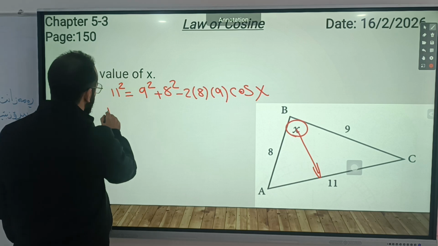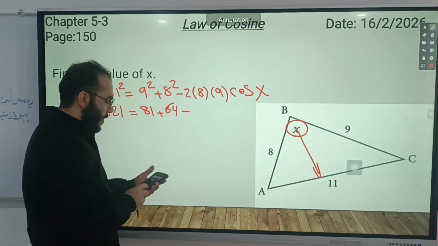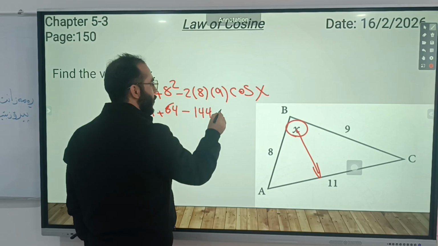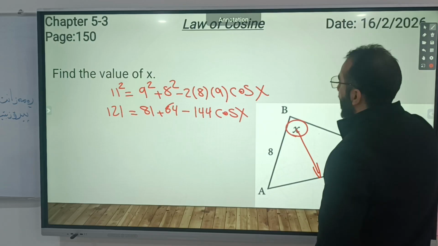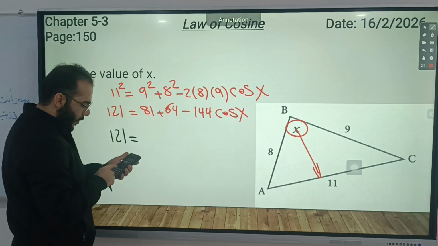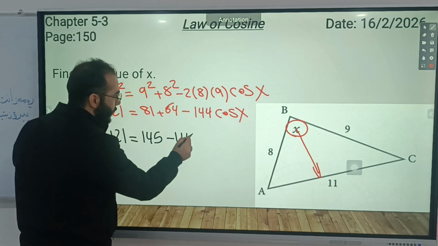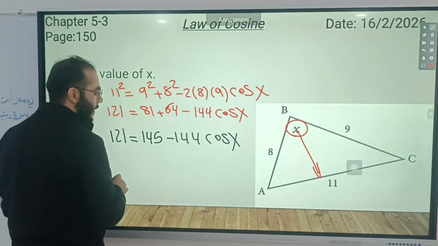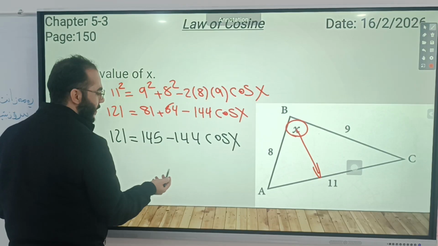All right, 11 squared is equal to 121. 81 plus 64 minus 2 times 8 times 9, which is 144, cosine x. Again, I'm going to repeat it: don't write, for example, 81 minus 144. Let's wait a second. 121 equals 81 plus 64, which is 145, minus 144 cosine x. I have seen that some students are just subtracting these two, which is definitely wrong, because this is a number that is a coefficient of cosine x, so they cannot be operated with each other.